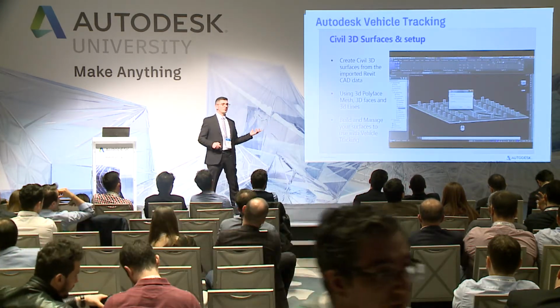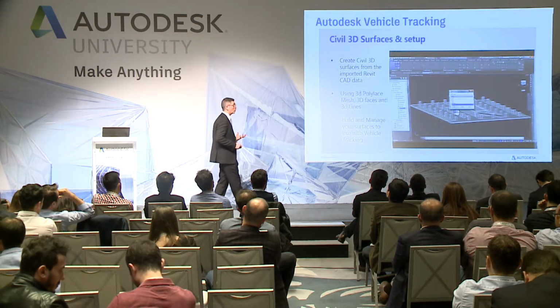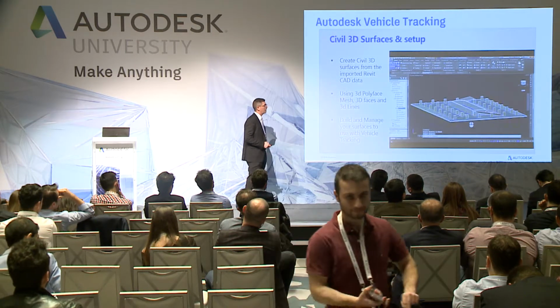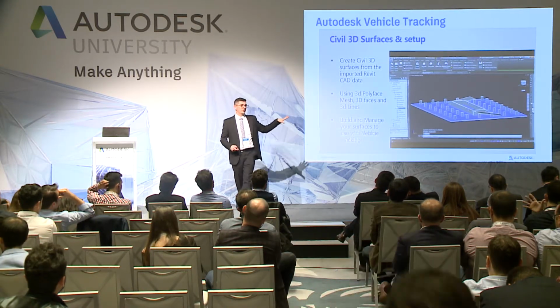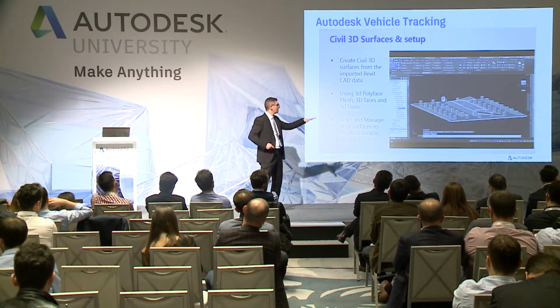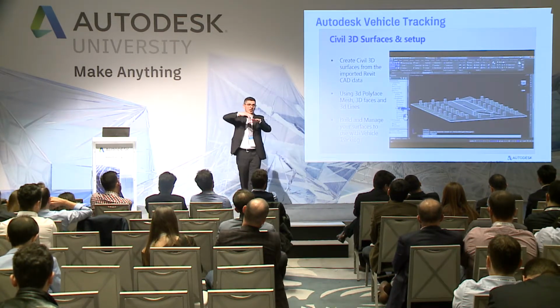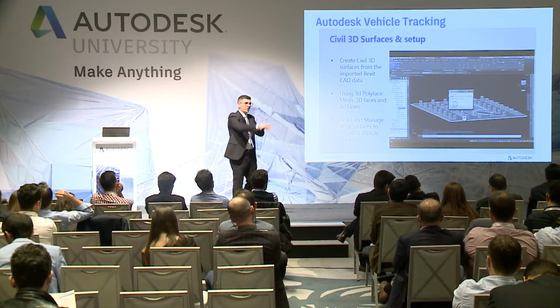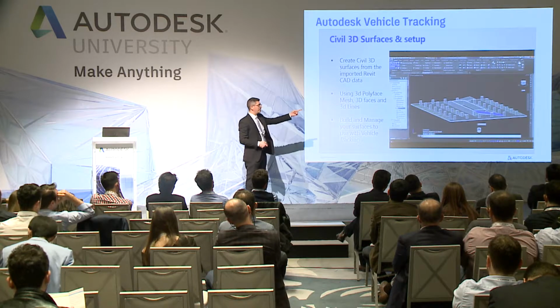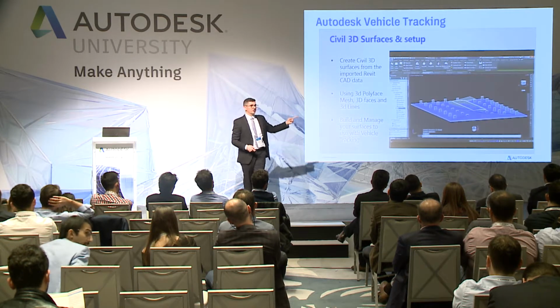From the surface, I need to tell Civil 3D which object I would like to work with. In this case, I selected my floor, like this one, and this is not only a floor like a DWG, but it's a floor like a surface for Civil 3D, because it's the base on top of which I would like to move my vehicle.